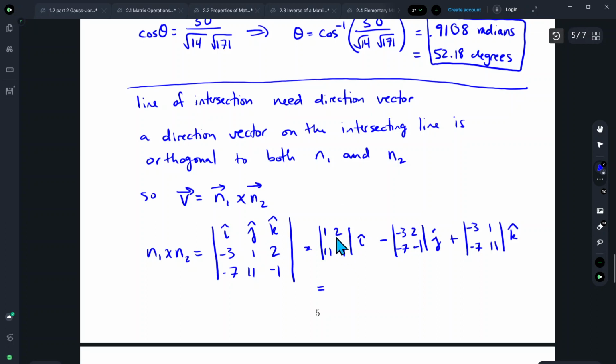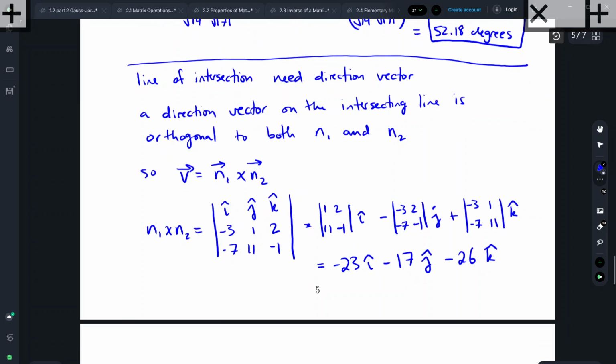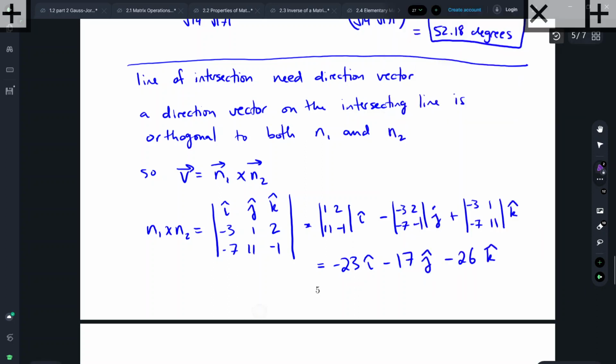Okay, so let's calculate this. So -1 minus 22 is -23. And then plus 3 minus a -14, so 3 plus 14 is 17. And then you have this minus, so -17. And then -33 minus a -7 is -26. Okay, so this is going to be the direction vector, right? So that tells us a, b, and c.